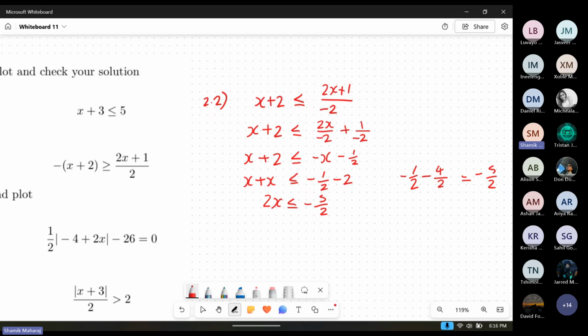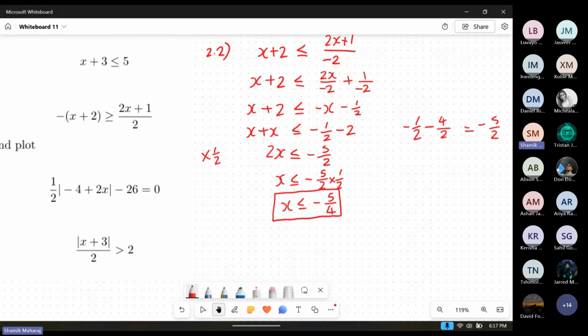Yes, we can multiply both sides by a half here. Multiply both sides by a half to get rid of the 2, and that becomes x less than or equal to minus 5 over 2 times a half, which is x less than or equal to minus 5 over 4. Right? That's how multiplication works. Multiply the top, multiply the bottom separately. Okay, so that's getting the solution.